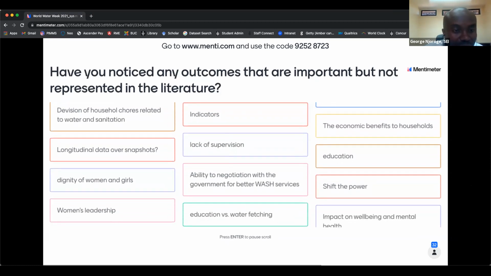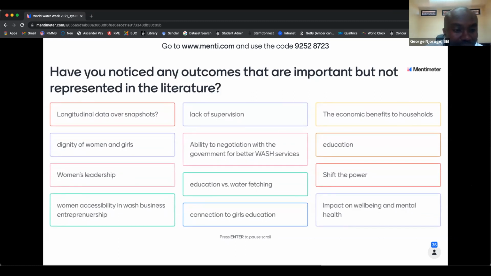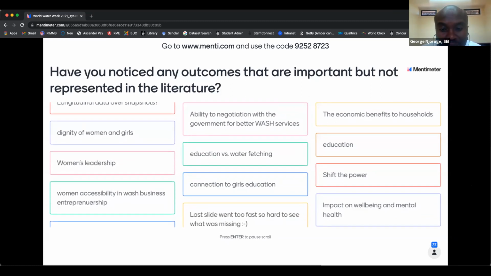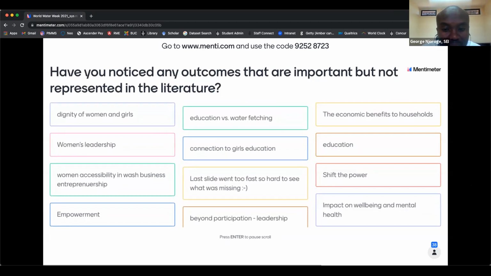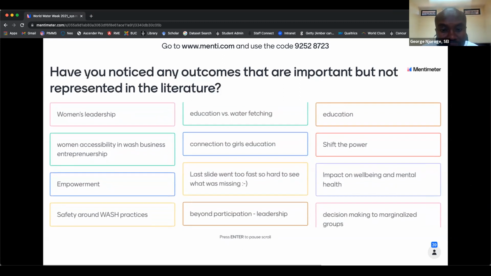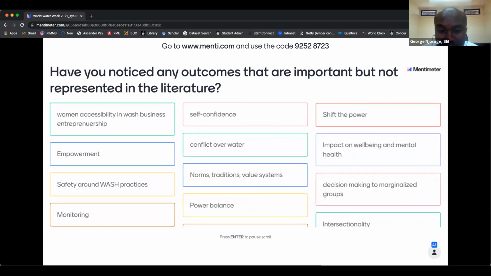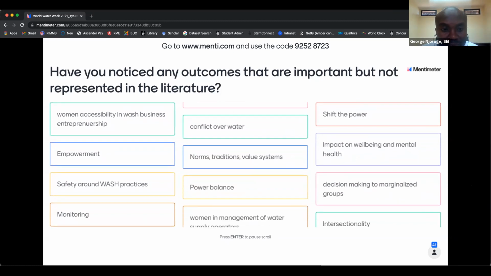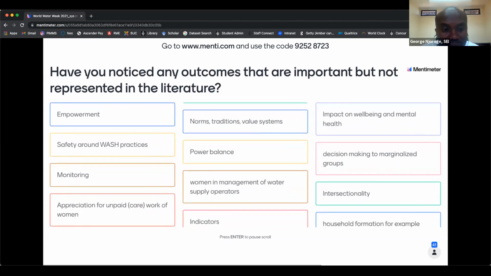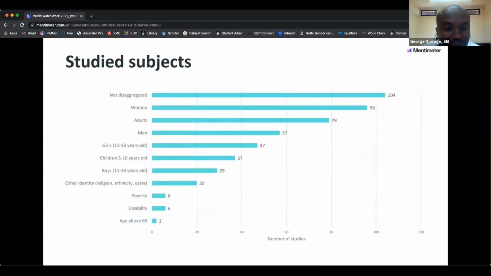Women's leadership is also coming out as a result that is not captured. Decision making for marginalized groups. I think there are so many findings coming out that are not adequately represented.